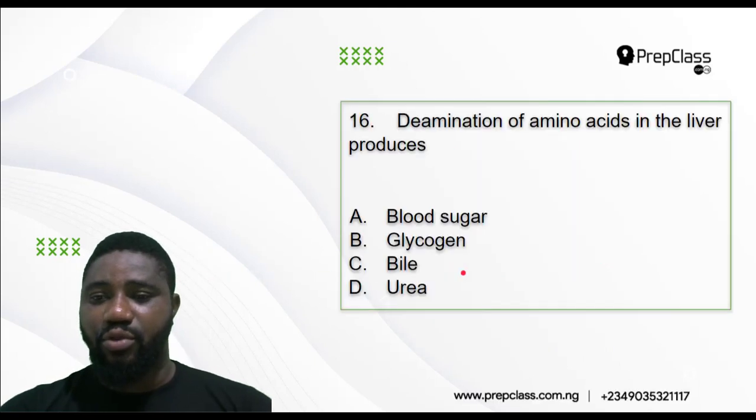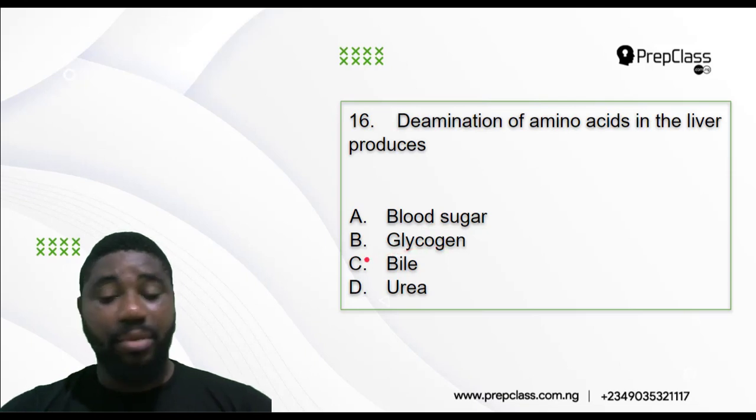Now let's move. Question 16 says, the deamination of amino acids in the liver produces: A, blood sugar; B, glycogen; C, bile; D, urea.